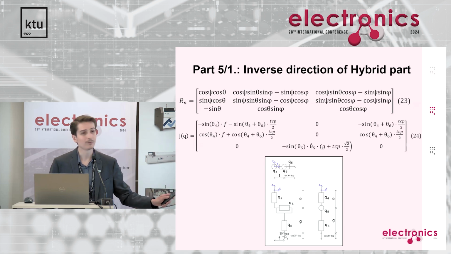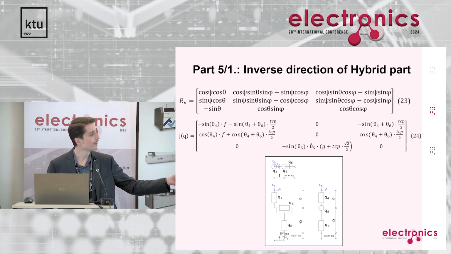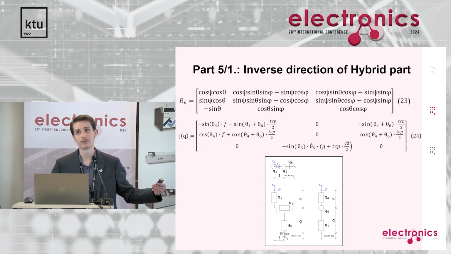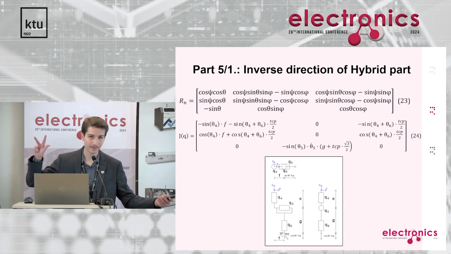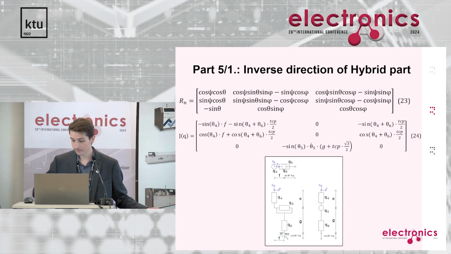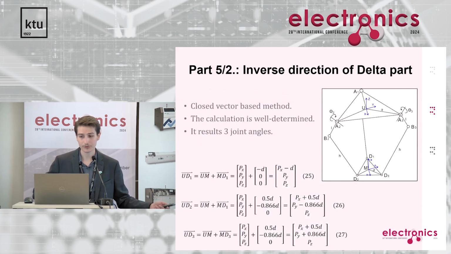Here we did not find any kind of singularities. So in this case, we found another singularity when the determinant of the Jacobian matrix is 0. This is a symmetrical arm position of the robot, which is also important. So until now, we found 3 singularity opportunities. And the last one is the inverse direction of the delta part. Now, this is the part where we did not find any kind of singularities. So in this case, there is no point when the robot can lose control when this part is under motion.